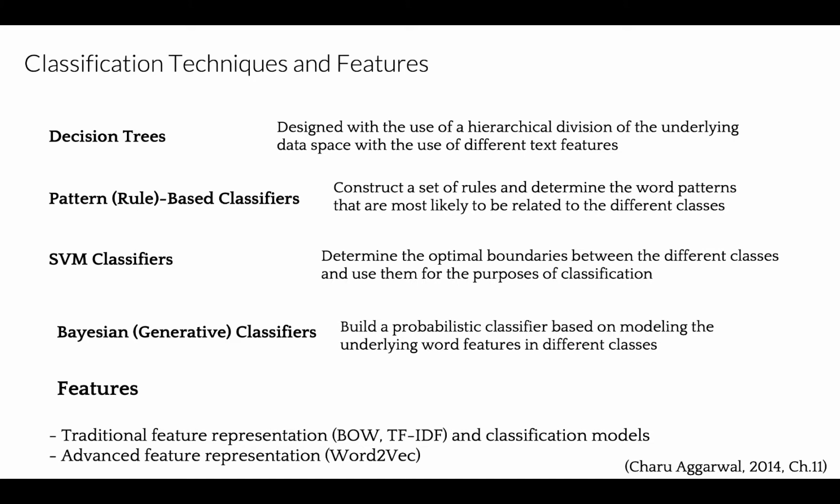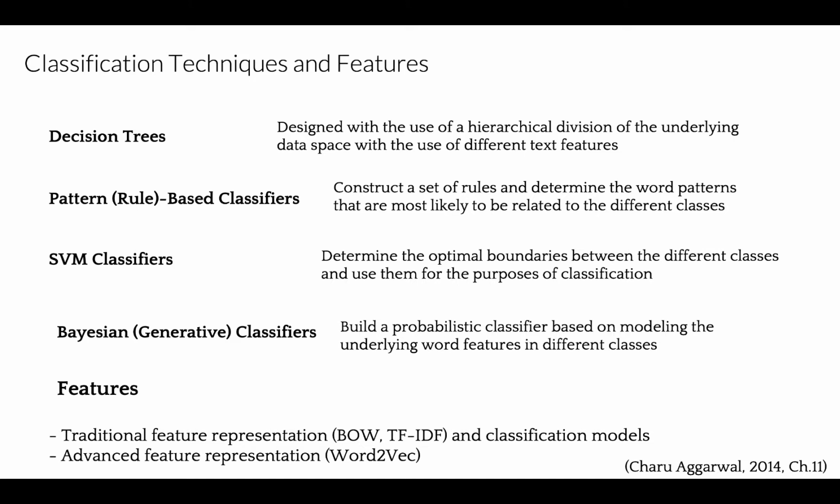In decision trees, we use a hierarchical division of the underlying data space, and this hierarchical division of data space is designed in order to create class partitions that are more skewed in terms of their class distribution. And for each given text instance, we would determine a partition that it is most likely to belong to and use it for the purpose of classification. In a pattern rule-based classifier, we determine the word patterns that are most likely to be related to different classes, and we construct a set of rules.